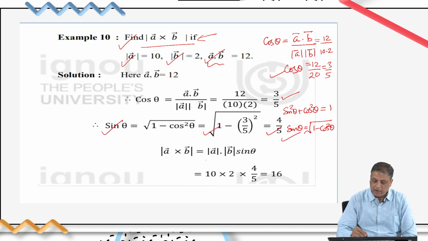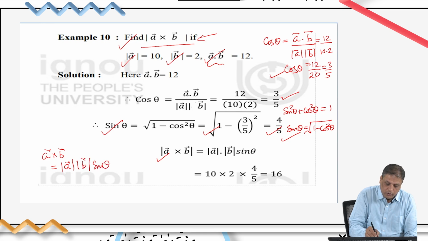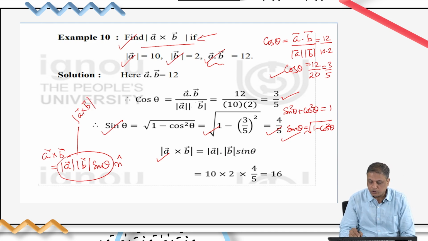So, that means the magnitude of A cross B, because the expression for vector A cross vector B is nothing but the magnitude of A into the magnitude of B into sin theta into the unit vector n. This part represents the magnitude of A cross B. So, the magnitude of A cross B will be given by the magnitude of A into the magnitude of B into sin theta. We know the magnitude of A is 10 units, the magnitude of B is 2 units, and sin theta is 4 by 5.